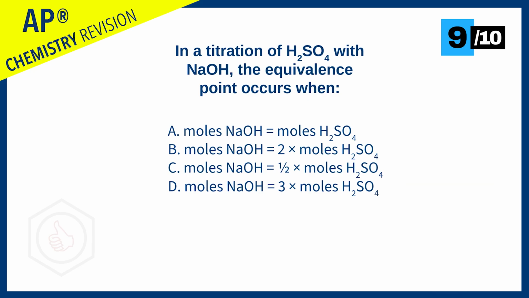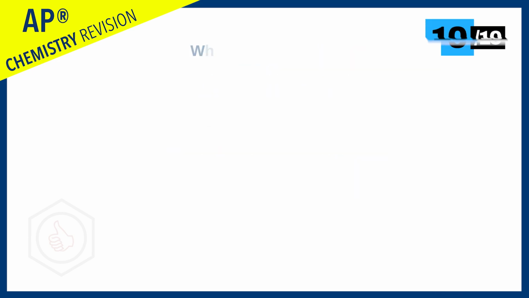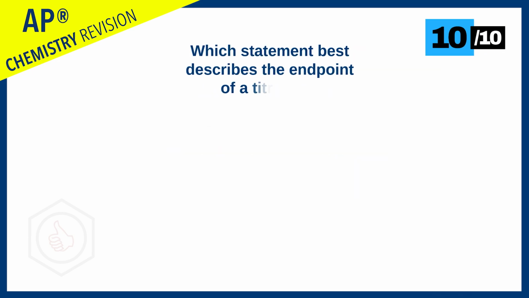The answer is when the moles of NaOH added equals twice the moles of H2SO4 at the start. Because 1 mole of H2SO4 releases 2 moles of H+ ions, it's a diprotic acid. This means you need twice the moles of sodium hydroxide compared to moles of H2SO4 for a complete reaction between the two.